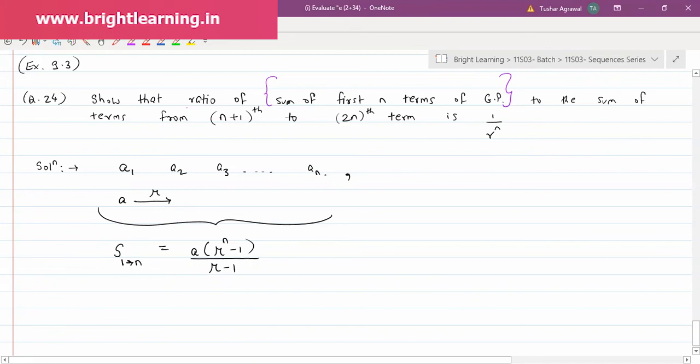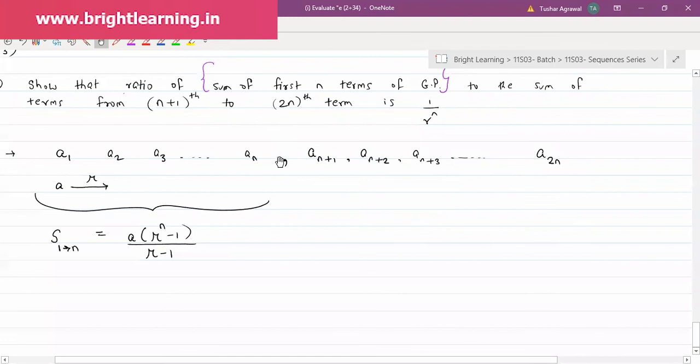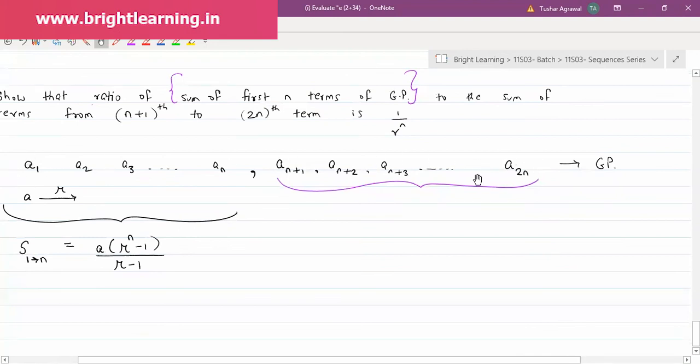After this nth term, if I take the next terms, n plus 1th term, n plus 2th term, n plus 3th term, and so on, up to a 2nth term. Now, is this also a GP? Yes, this is also a GP, nothing new in it. You get confused at from n plus 1th to 2nth term. This is not something new. I have just taken part of a geometric progression. First to 2nth was a complete geometric progression.